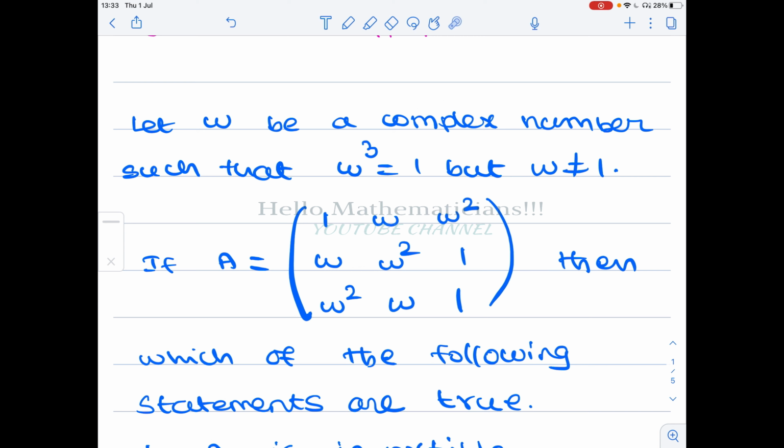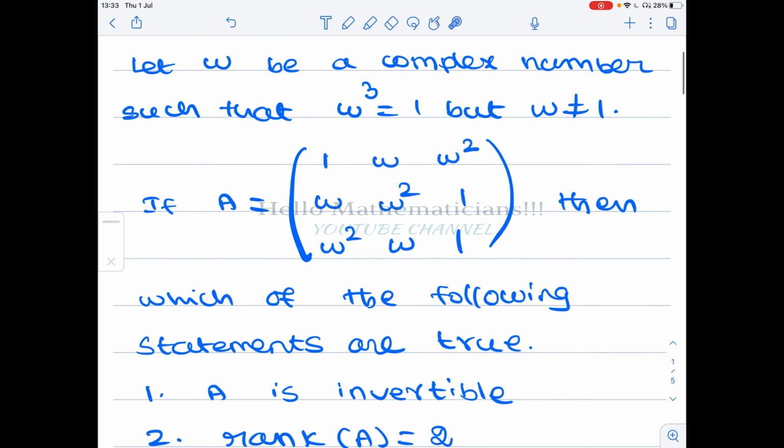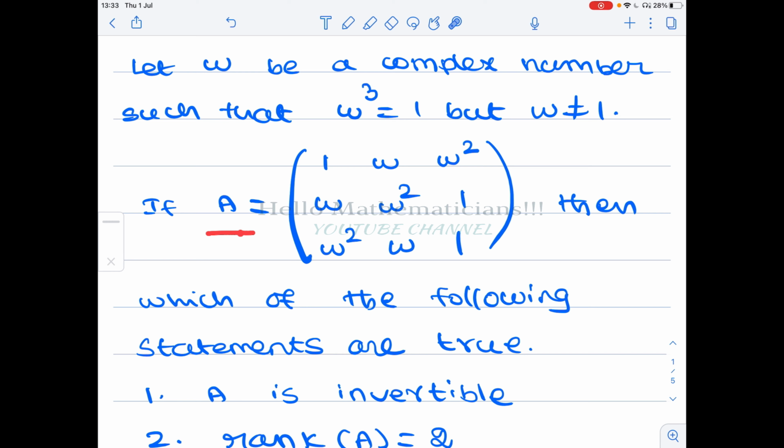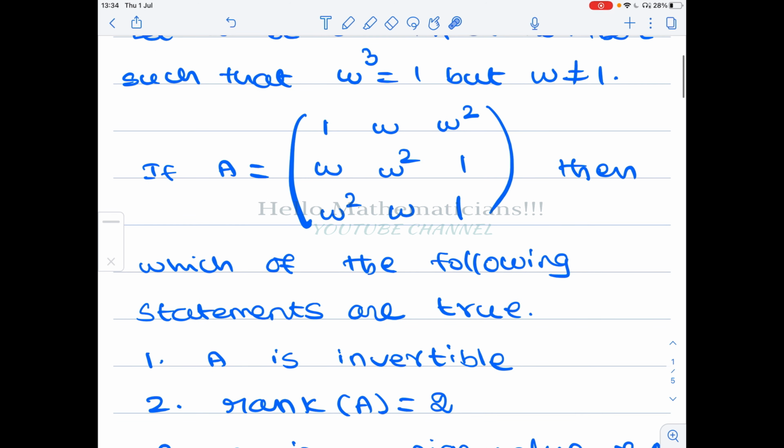Let W be a complex number such that W cube equals 1, but W is not equal to 1. So what is the meaning of W cube equal to 1? It means that W is a cube root of unity. Okay, we are defining a matrix A using W. The first row of A is 1, W, W square, the second row is W, W square, 1, and the third row is W square, W, 1. So now we are given a matrix.